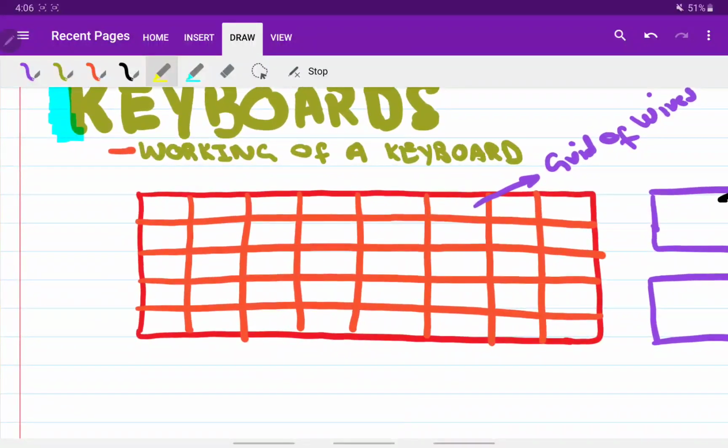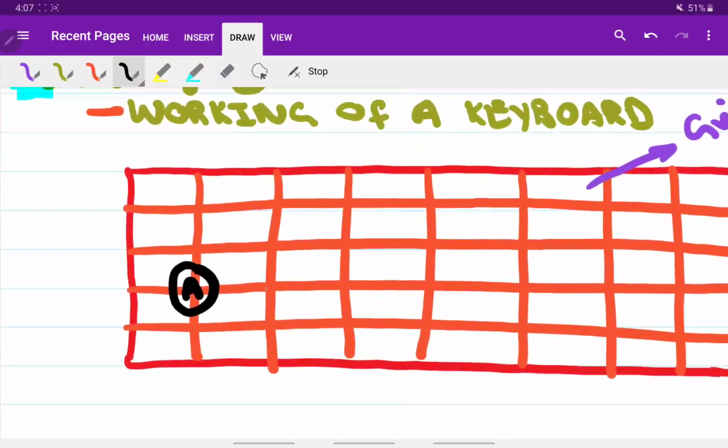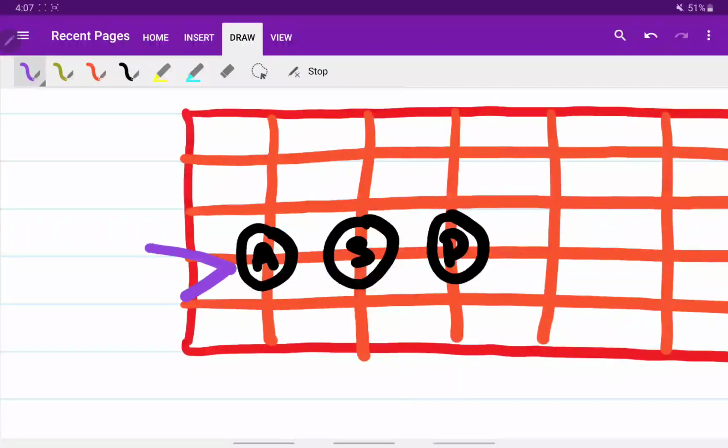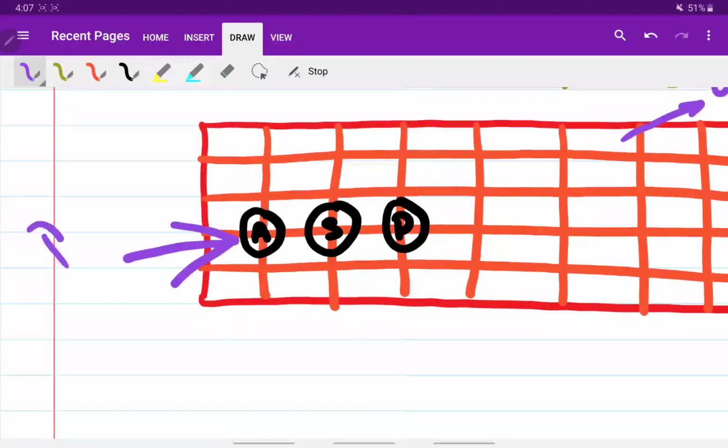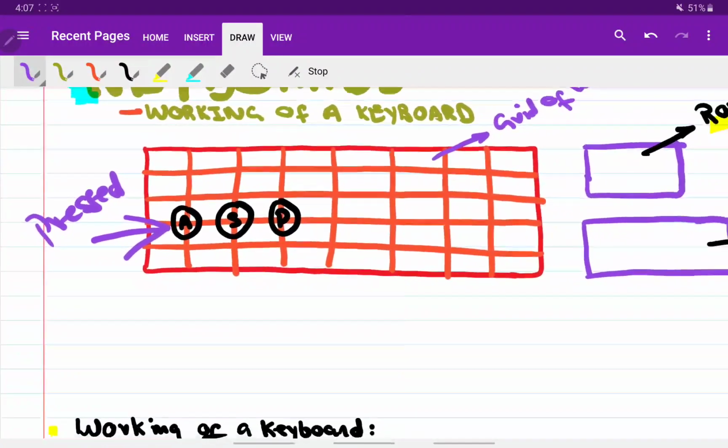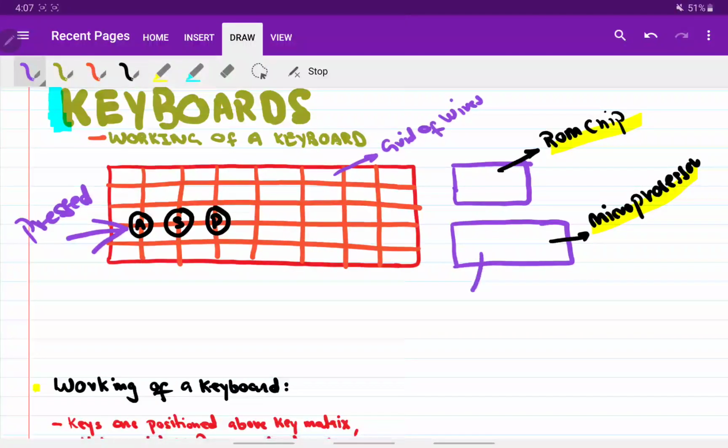The keys are placed above this grid. For example, this is your A, this is your S, this is your D. These are the keys that are placed above this matrix grid. Now whenever a key is pressed, let's assume A was pressed, the circuit beneath the keyboard is completed and a signal is generated. Now the microprocessor continuously checks for the signals.